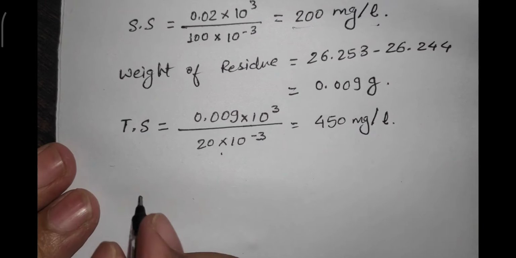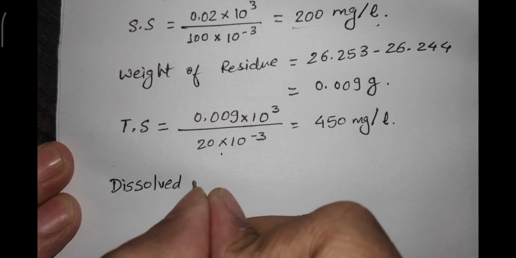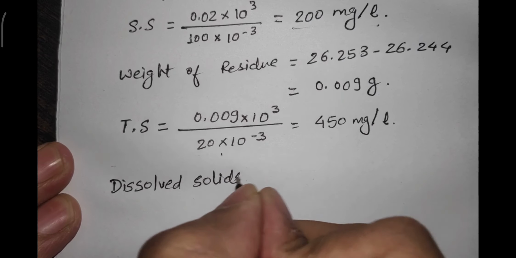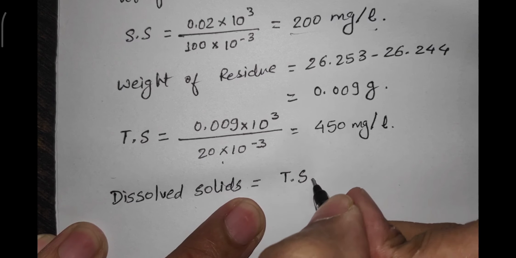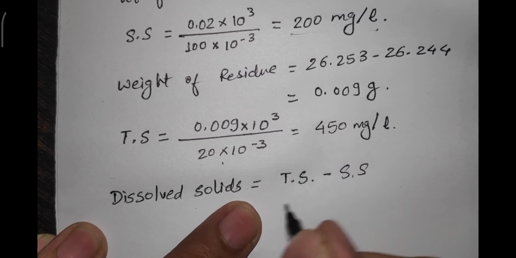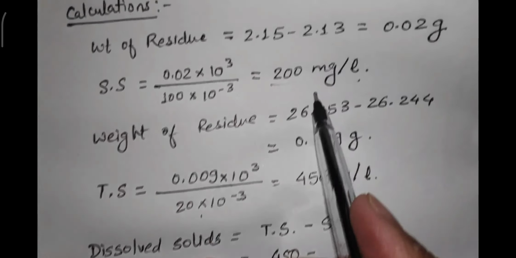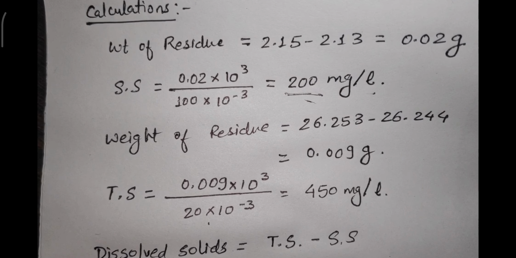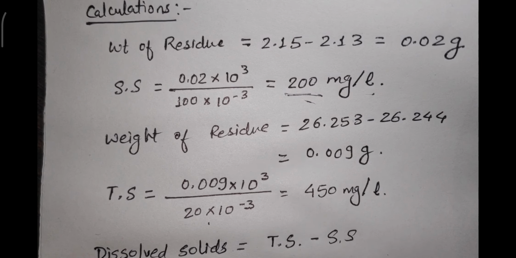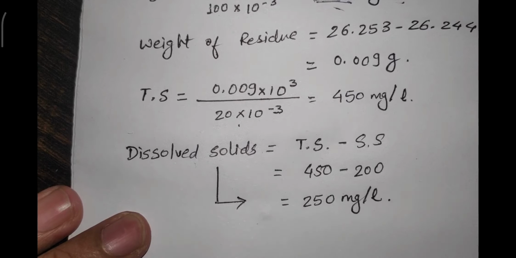And last is our dissolved solids. Dissolved solid is nothing but the difference of total solids minus suspended solids. So total solid is 450 minus suspended solid, which is how much? 200 mg per liter. So it comes out to be 250 mg per liter. So this is how we have to calculate the dissolved solids.